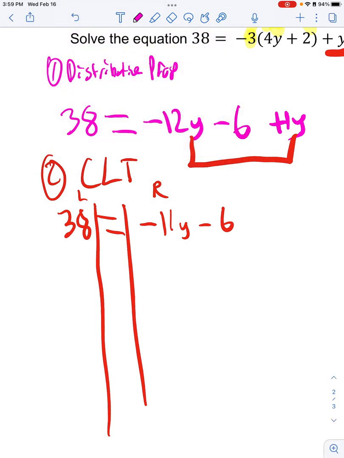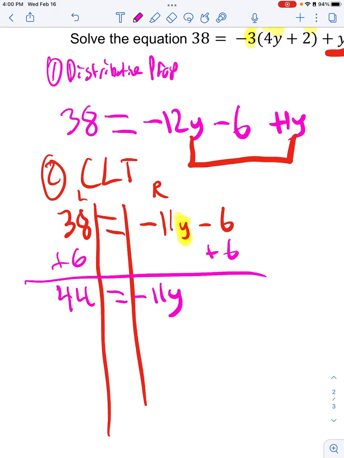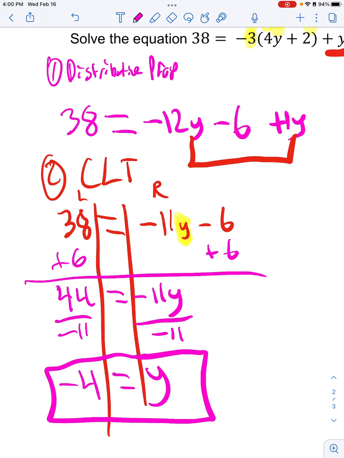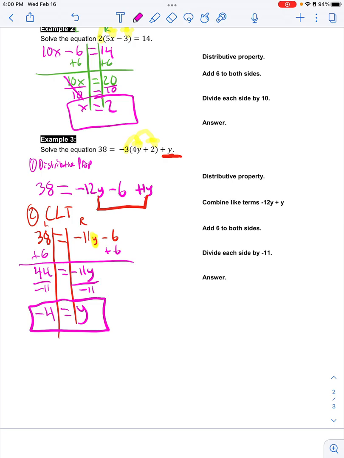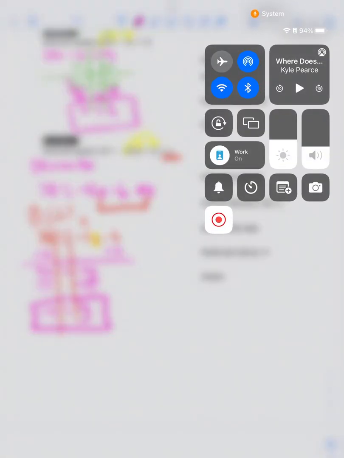Now I can make my train tracks. I can use PEMDAS backwards, and I can say, how am I going to get y by itself? That's my goal, to solve for y. Well, the first thing is I'm going to do all addition and subtraction, which gives me 44. And now to undo negative 11 times y, I need to divide by negative 11. And I'm going to get negative 4. A positive divided by a negative is still a negative. There you have it.